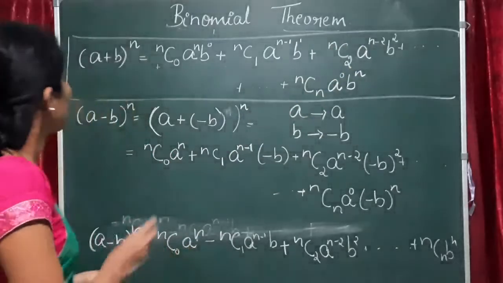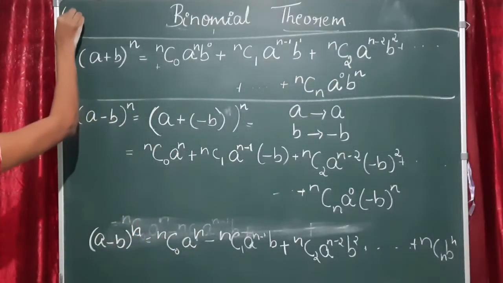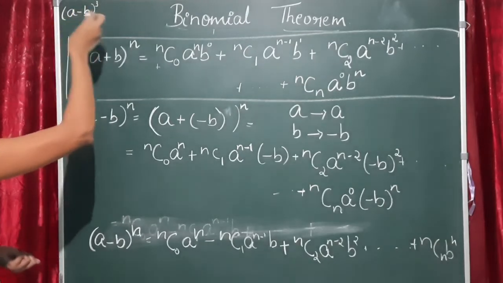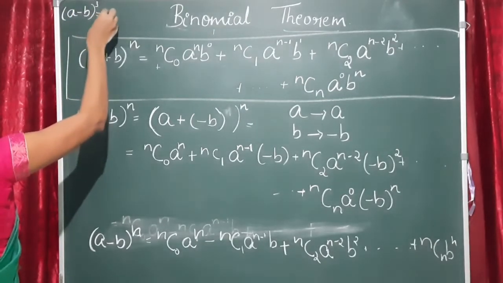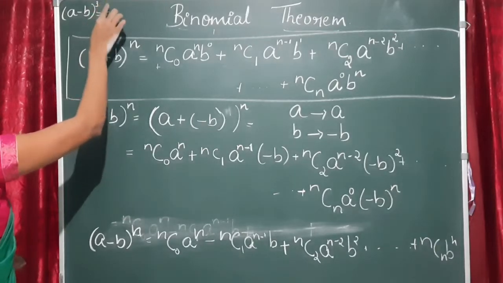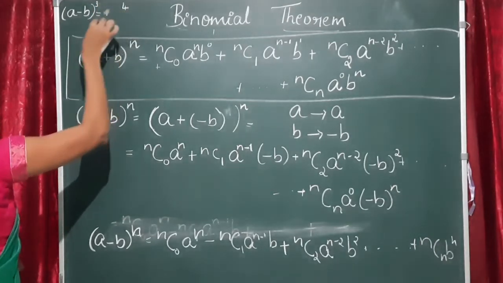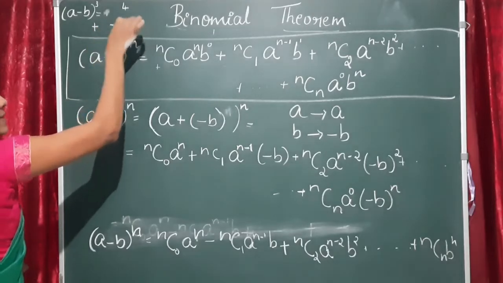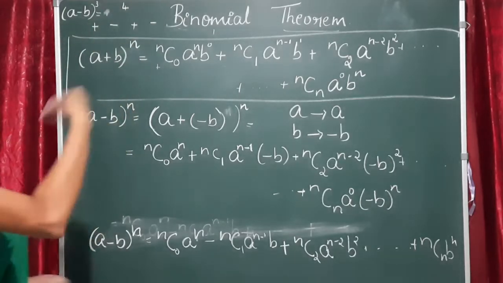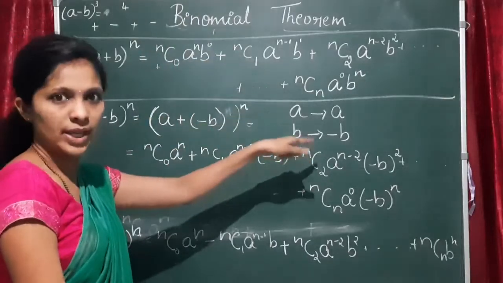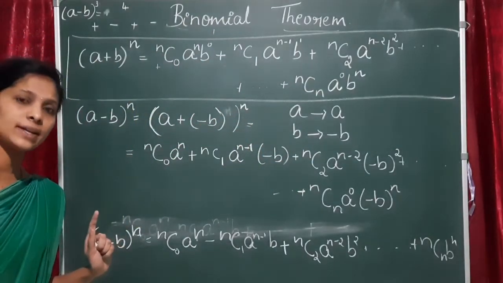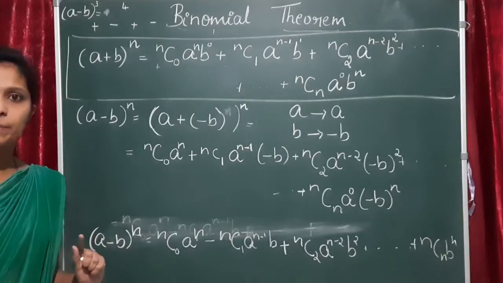Is it clear? For example, if you want to find (a minus b) whole to the power 3, the signs will be, first it will be positive. How many terms will there be? 3 means the number of terms is 4. So first it will be plus, then minus, plus, minus. If the number of terms is 5, one more plus will be there. Like that. So this is about the expansion of (a plus b) whole to the power n and (a minus b) whole to the power n.